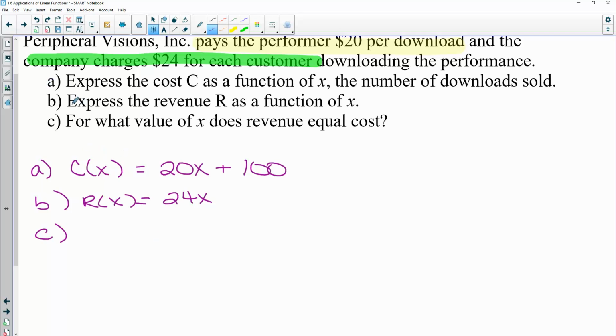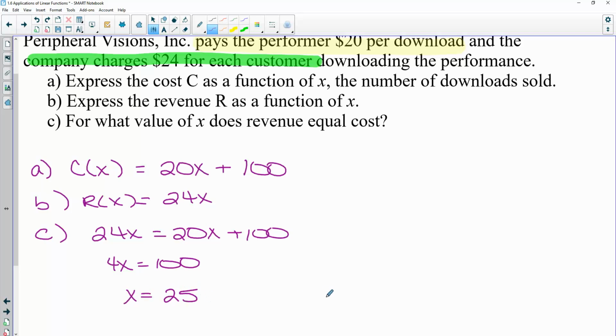Yep. And so now we're going to look, how many would we have to sell so that our revenue is bigger than our cost, essentially. So our break-even point, we want to know when revenue, so the revenue is 24x, equals the cost, which was 20x plus 100. So if we subtract our 20x, divide by 4, and we get 25.